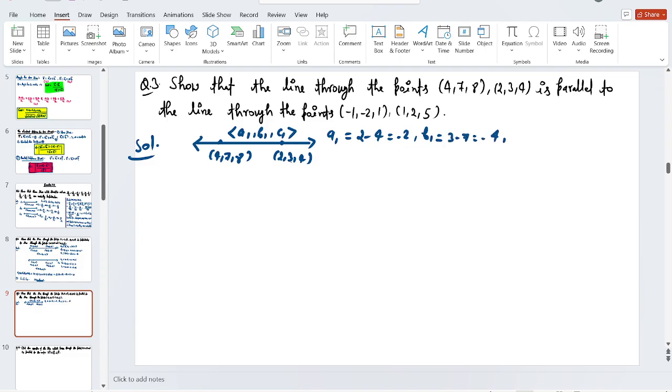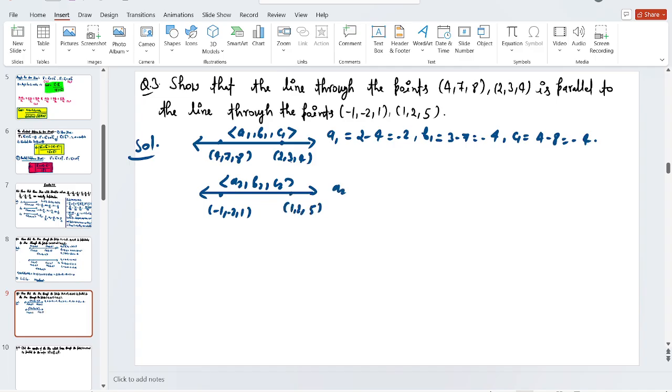And what is C1? This is z2 minus z1. This is 4 minus 8, you get minus 4. I hope it is clear to you. And next, suppose this is the line L2, whose direction ratios are A2, B2, C2, and which passes through the points minus 1 comma minus 2 comma 1 and 1 comma 2 comma 5.